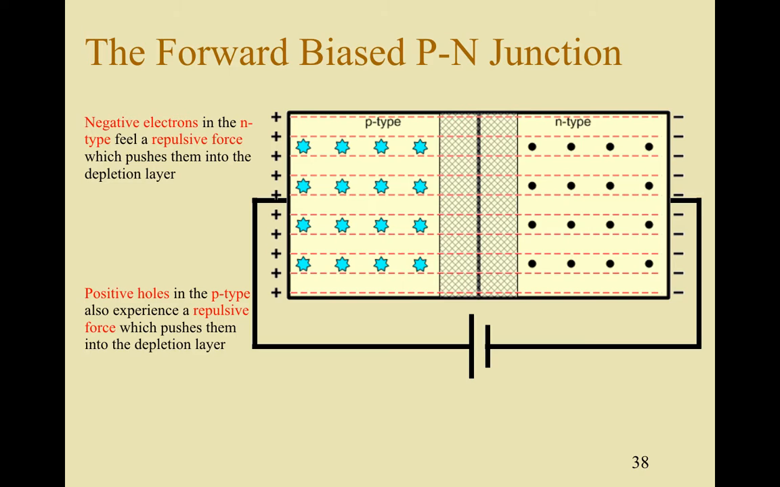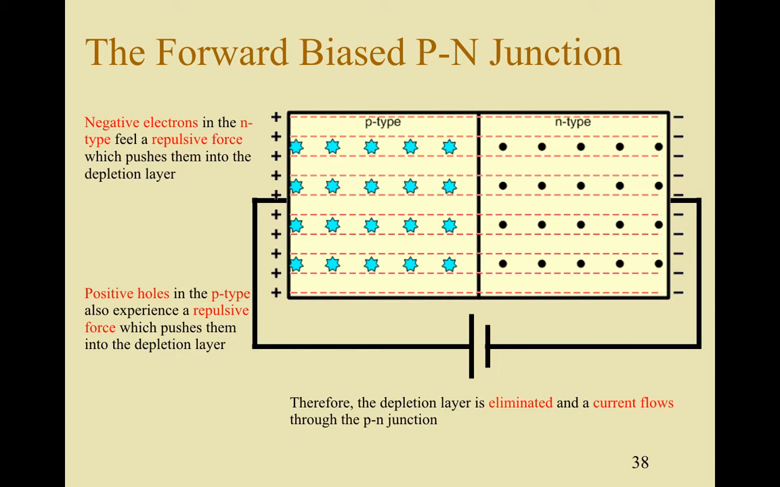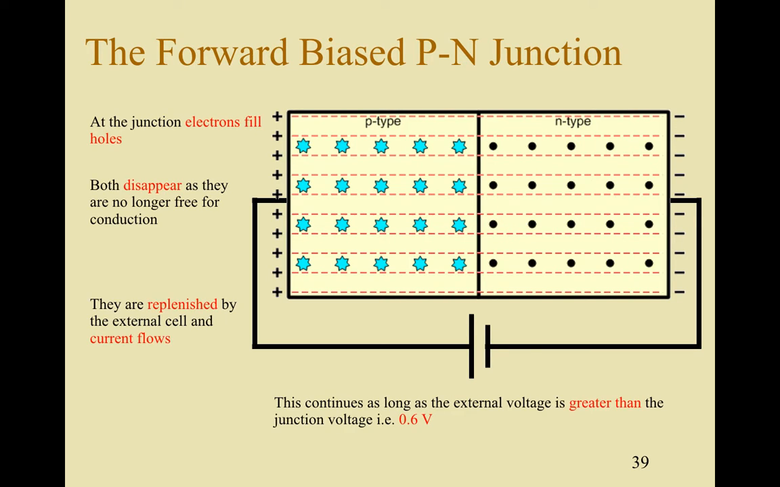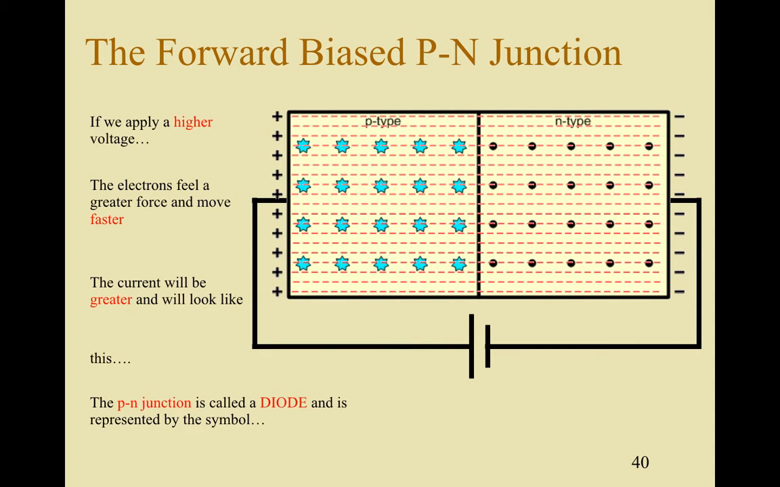And then what happens is they're pushed into the depletion layer, and one way of explaining this is the depletion layer decreases in size. As a result, the current can flow easily. Now that's only if the applied voltage is greater than the junction voltage. What we have there is about 0.6 volts for the junction voltage. So if the applied voltage is greater than that, then a current can flow. If you apply a higher voltage, the electrons just flow faster, so the current will flow more as well.